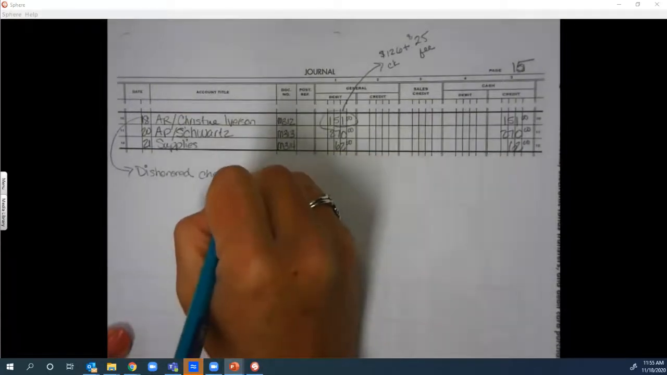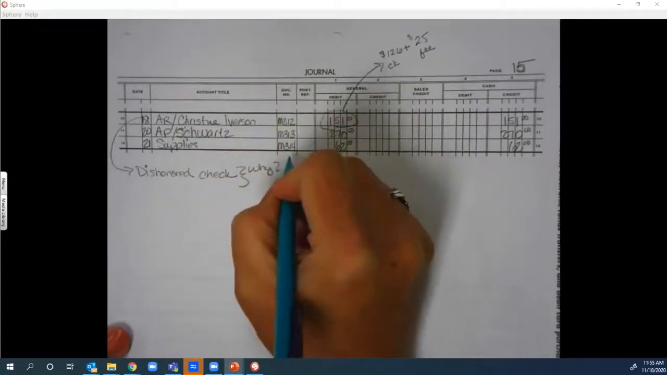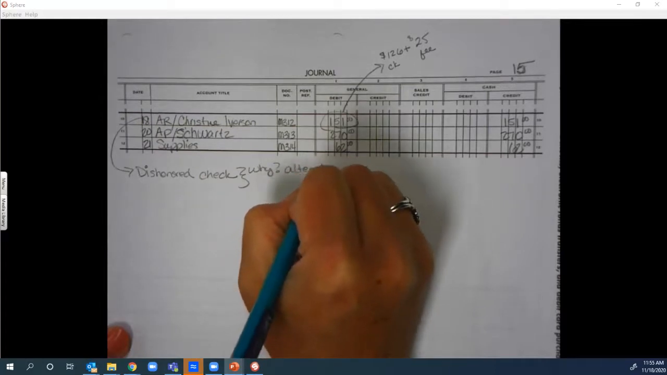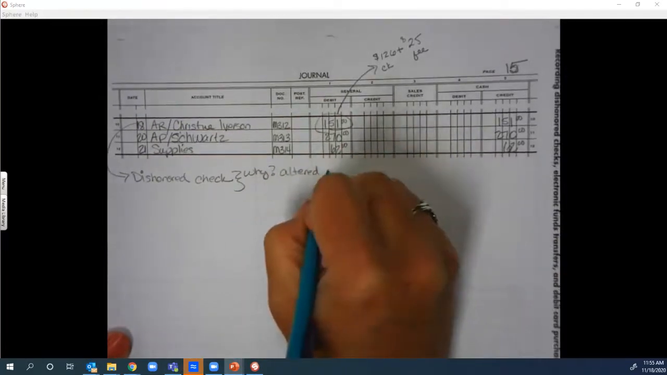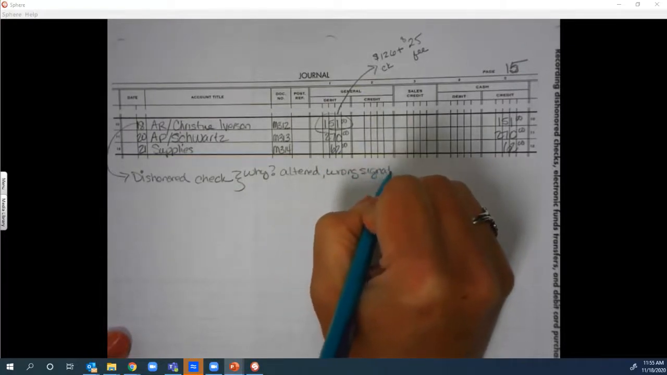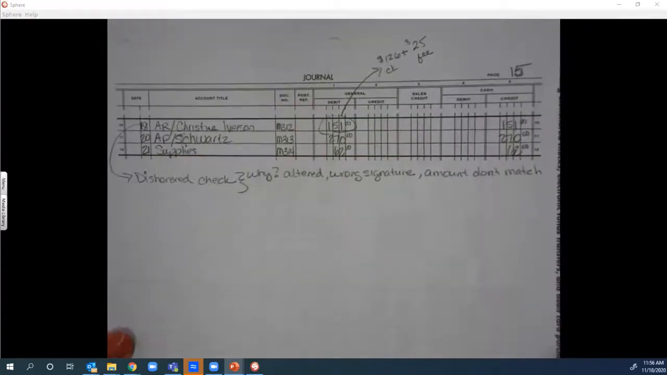Okay, so kind of, why might you have a dishonored check? It could be a lot of reasons. Maybe the bank thinks it's altered. Okay, it could have a wrong signature. It could be that the amounts don't match, like my example. Can y'all see all that? Okay, it's still on the screen.